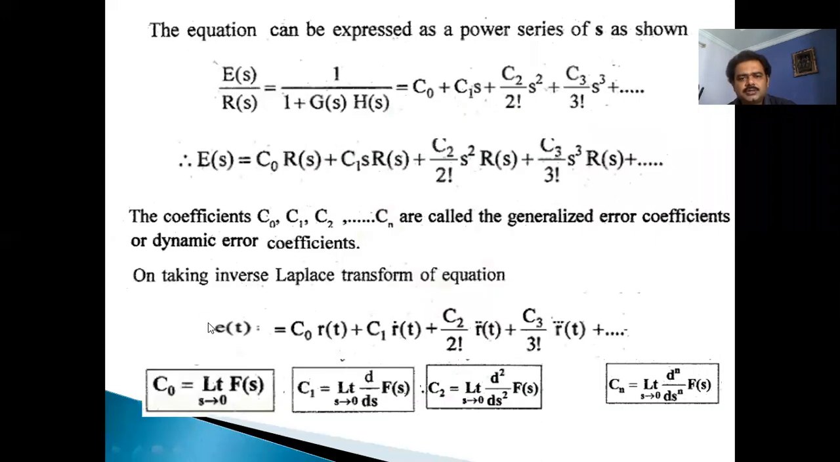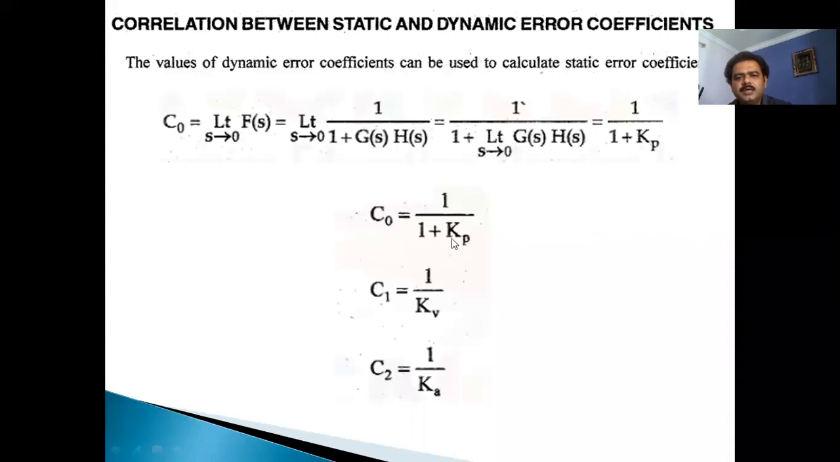Now we can relate these generalized error quotients with static error quotients. Static error quotients means Kp, Kv, and Ka are called static error quotients: proportional error quotient, velocity error quotient, and acceleration error quotient.